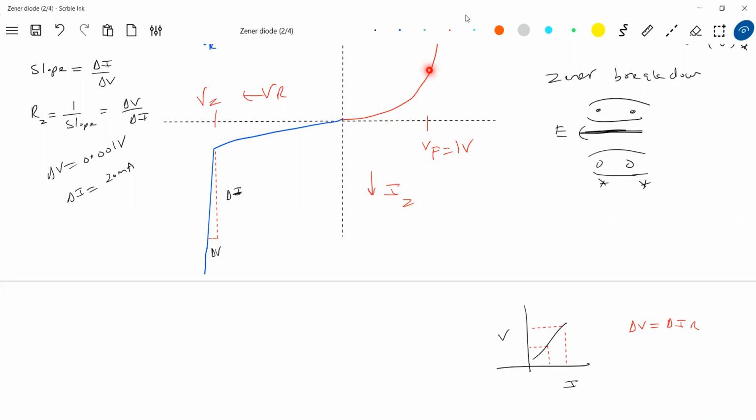If I use a normal diode here, it's of no use, because what is the maximum voltage I can have? 1 volt. But here, I can have 10 volt, 5 volt, 20 volt, 100 volt, 80 volt, 60 volt, anything. Usually most applications will be at less than 100. So this breakdown VZ depends on what? It depends on doping levels.